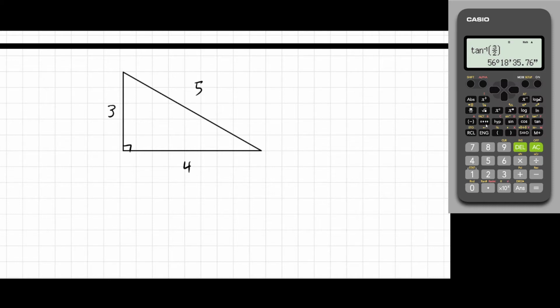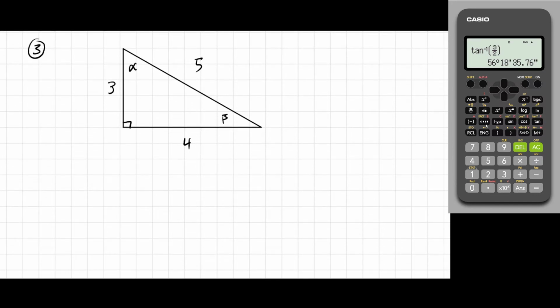What I want us to do is the same thing. We're going to do alpha and beta. We'll put alpha up here, and beta down here. I want you to work out the sine and cosine of both alpha and beta. So pause the video and have a go yourself. This is number 3. Have a go at finding the angles of alpha and beta using both sine and cosine.